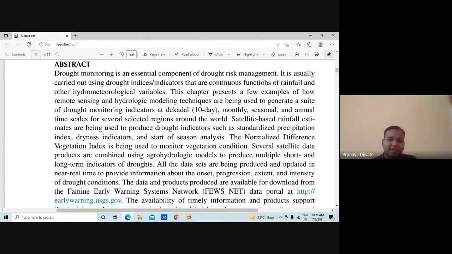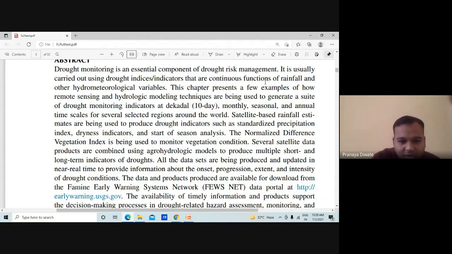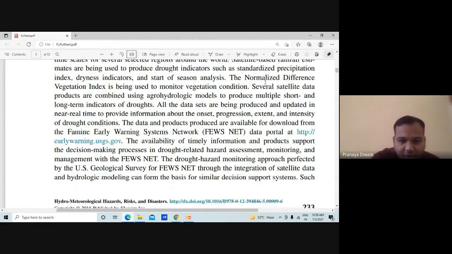Several satellite data products are combined using the agrohydrological model to produce multiple short and long-term indicators of drought. All the data sets are produced and updated in near real time to provide information about the onset, progression, extent, and intensity of drought conditions. The data and products produced are available for download from the Famine Early Warning Systems Network.